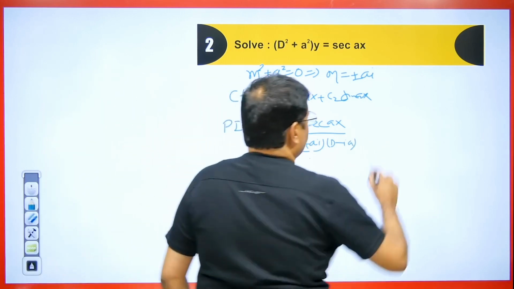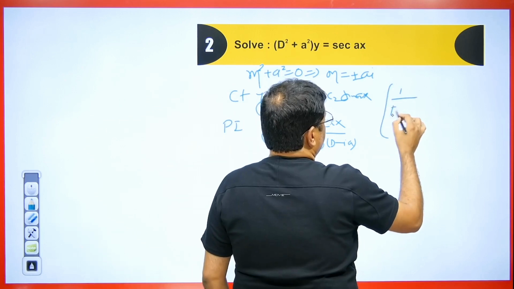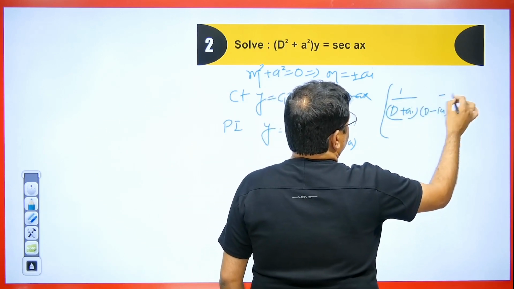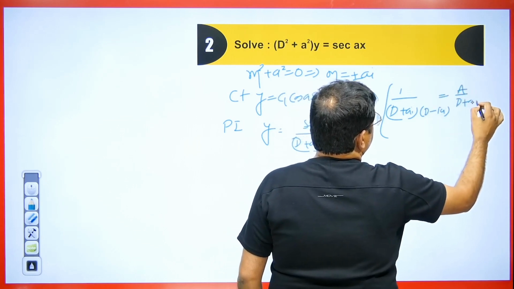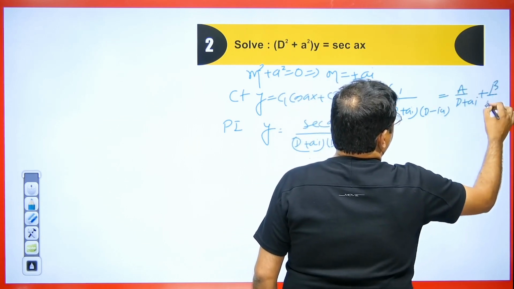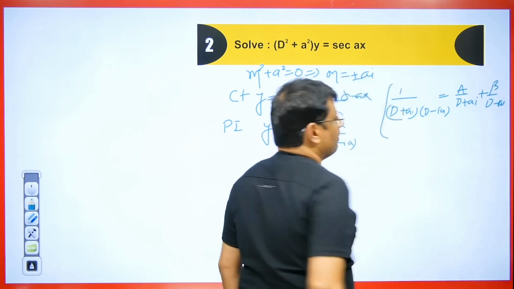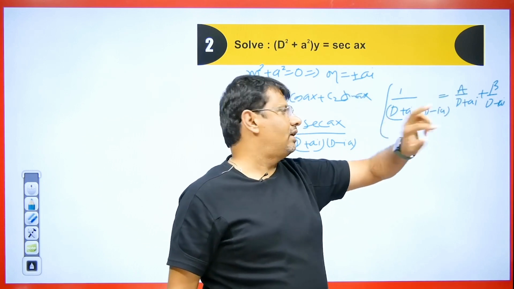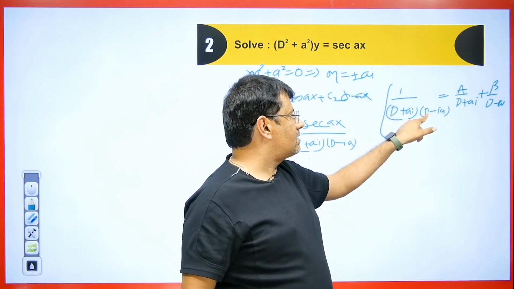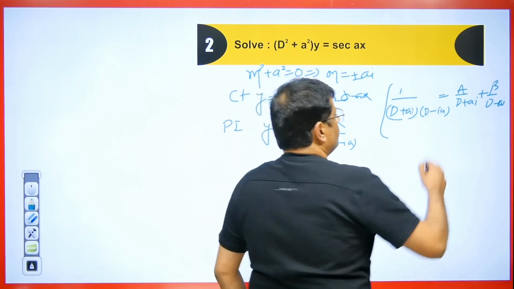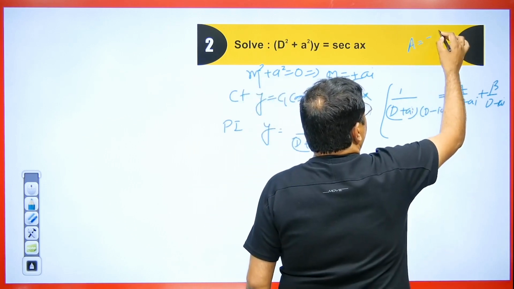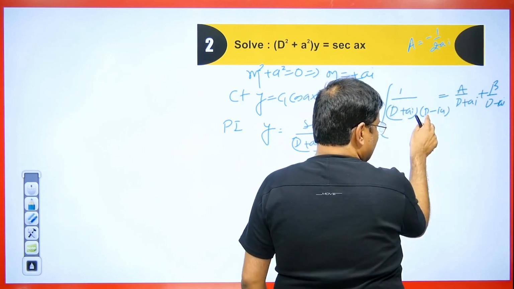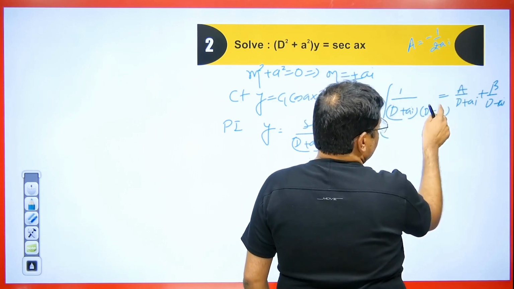Now we will perform its partial fraction. We get 1 upon d plus a iota into d minus a iota. We will perform its partial fraction, so we get A upon d plus a iota plus B upon d minus a iota. How do we solve for A here? What should we substitute for d to make B 0? Minus a iota. This minus a iota will be placed here. So students, the value of A will be 1 upon minus 2a iota. If you hide this and place minus a iota here, then this expression will be minus 2a iota.